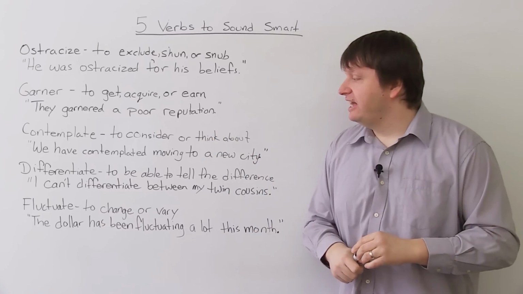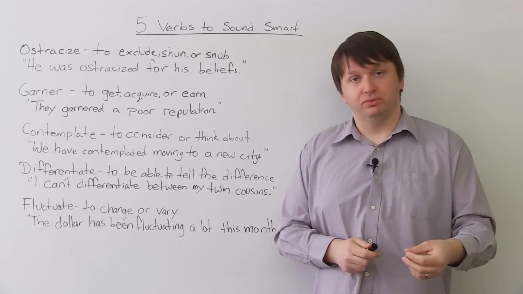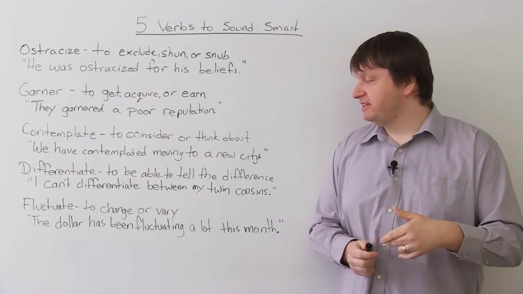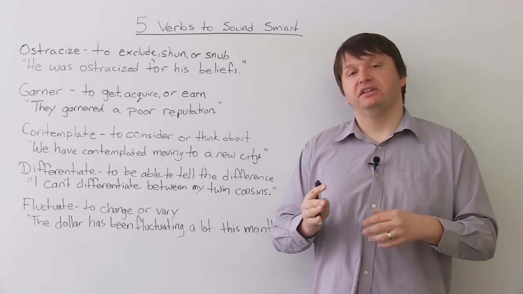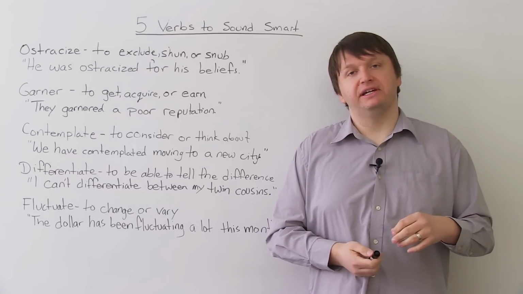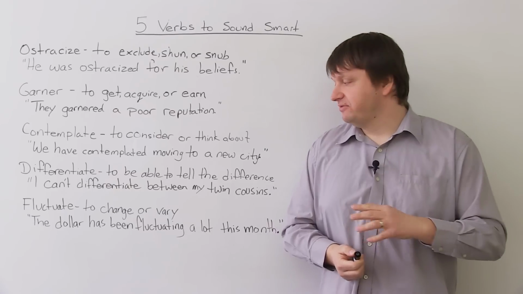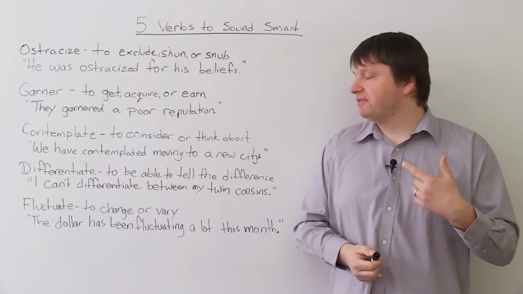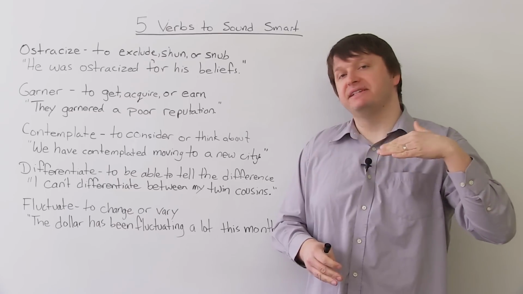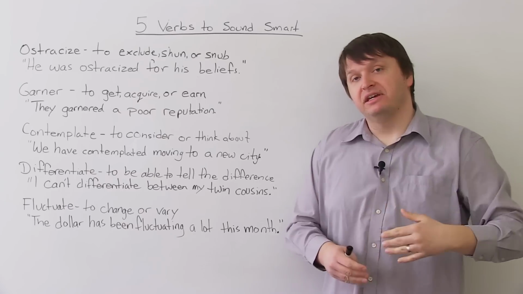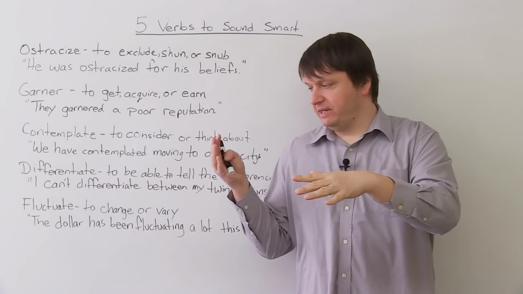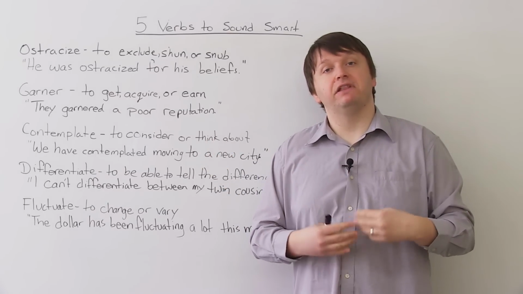And finally, we have the verb fluctuate. This comes from the noun fluctuation. So to fluctuate is to change or vary, usually at regular intervals. So the sentence we have on the board relates to the stock market. For example, the dollar has been fluctuating, has been going up, going down, changing, hasn't been stable a lot this month. So if something is constantly changing, going up, going down, going left, going right, it is fluctuating.